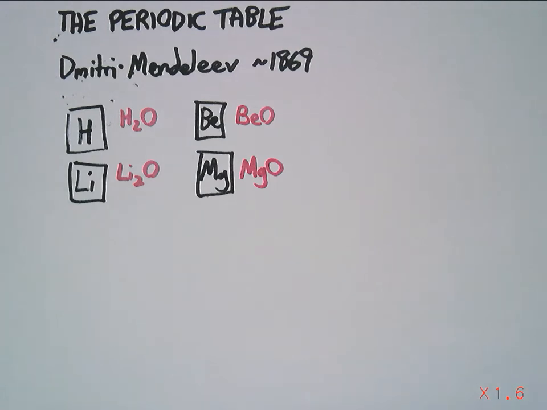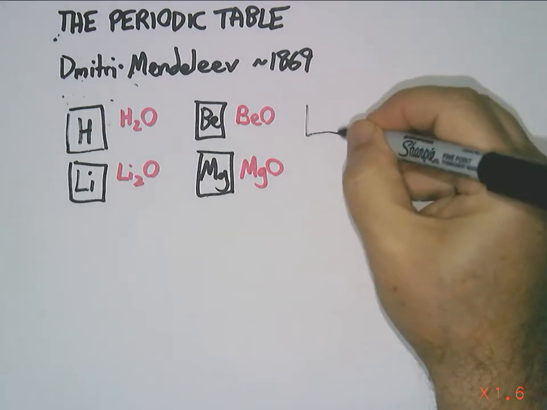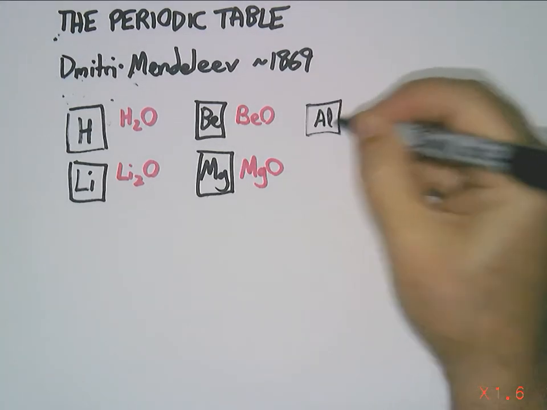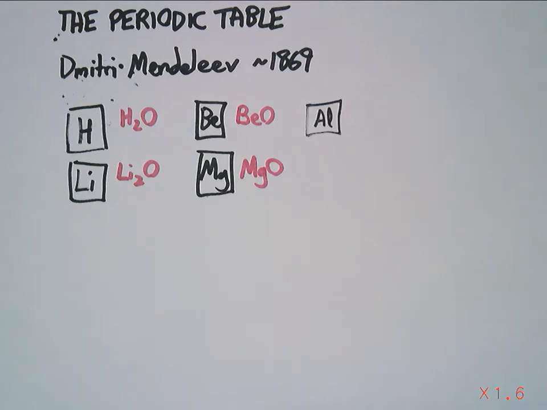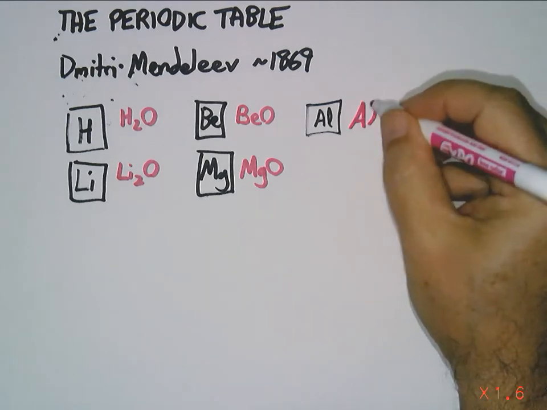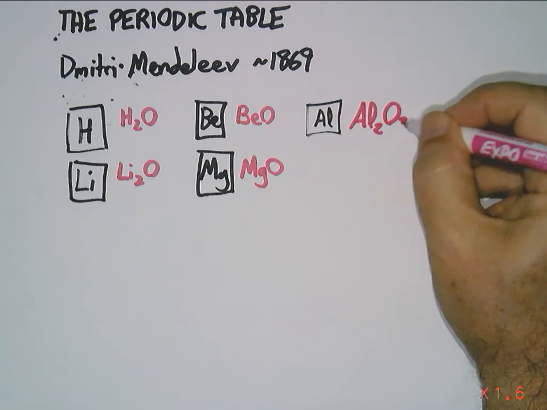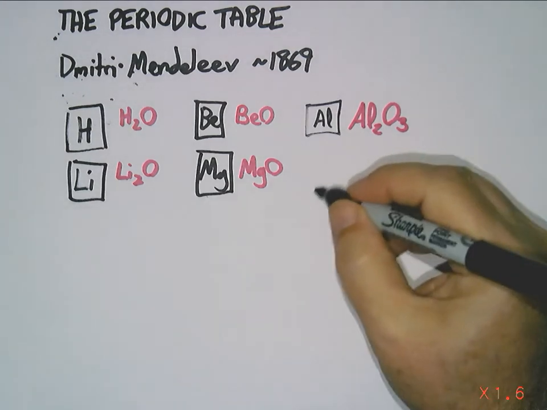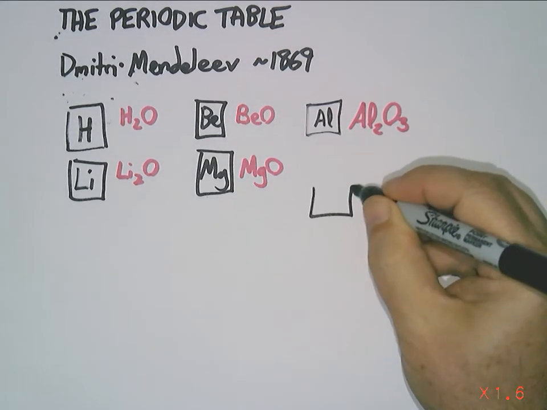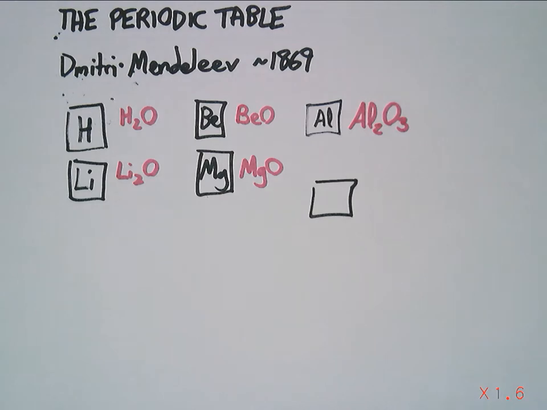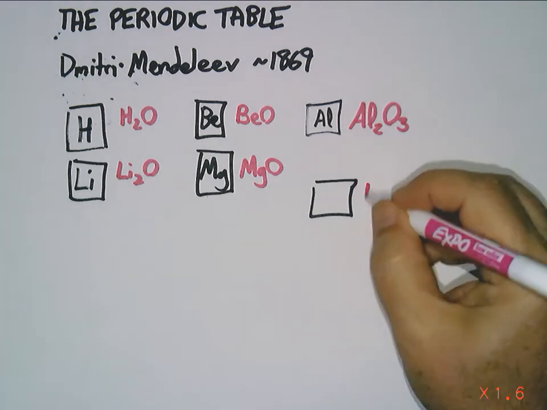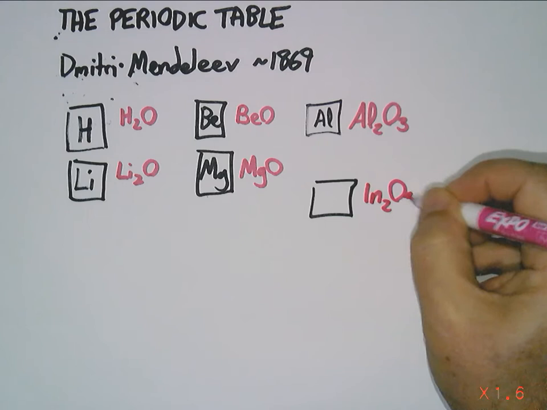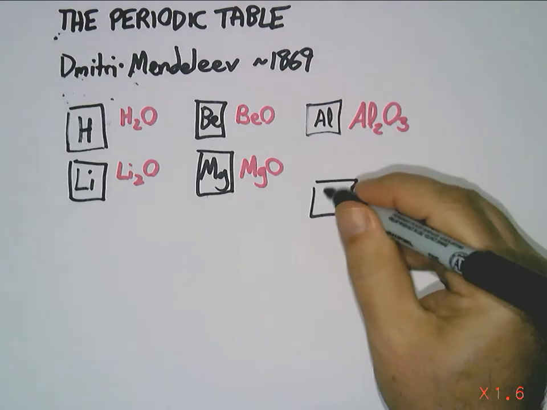If you look at aluminum, its oxide looks like this. If you look at another element, indium, its oxide looks like this. Now he did what I'm doing here.